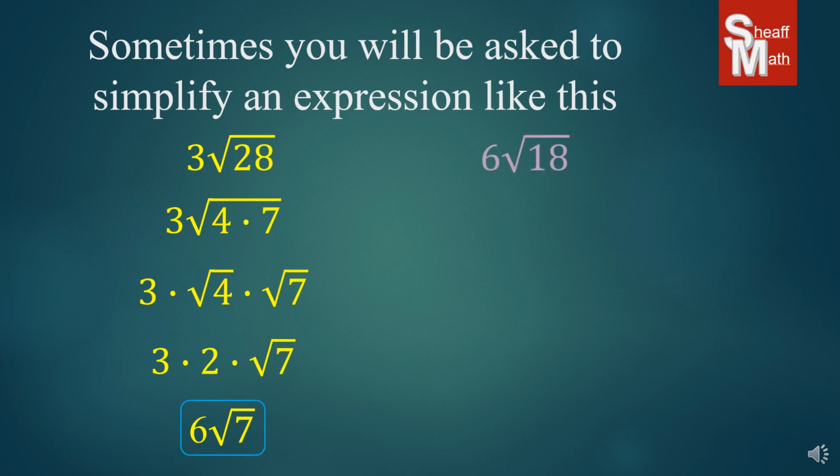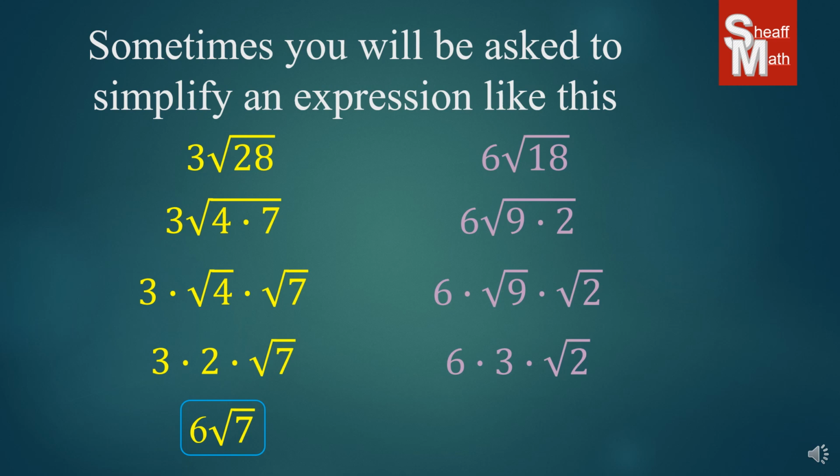Okay, here's another example. Now 18, I know that 9 goes into 18, so 9 times 2. I'm going to separate those out again, simplify that square root 9, and then multiply those two whole numbers in front, and I get 18 square root 2.